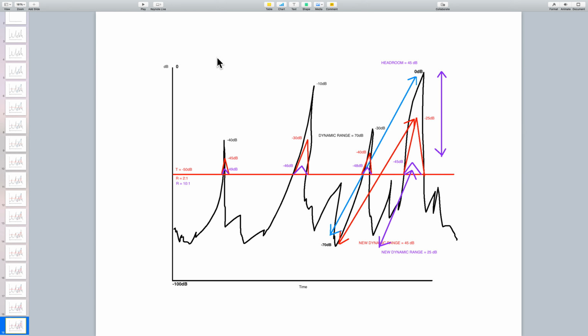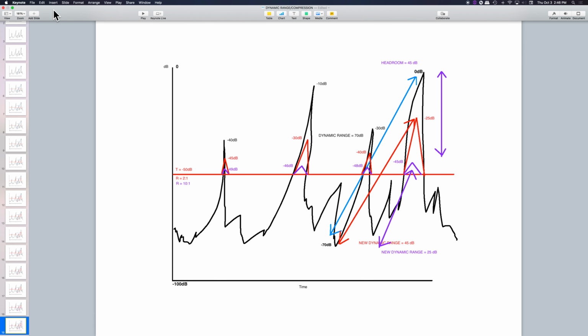So that's how compression works. That's dynamic range in a nutshell, and hopefully that helps you understand compression. In the next few videos, you're going to see about Pro Tools compression and some other clips I have. This is sort of your building block that you'll build on.